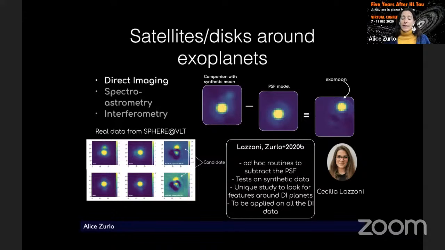So these routines have been tested first on synthetic data, and then they have been tested systematically on all the direct imaging companions detected with the survey of SPHERE, the SHINE survey, the survey that we have in the GTO of SPHERE to detect the companions. Of course, the idea here is to use a systematic study on all the direct imaging data. So we all know that the archive is full of data of direct imaging companions, and so I think that we should apply these routines to attenuate the signal of the companion itself and see if there is anything around the companion.